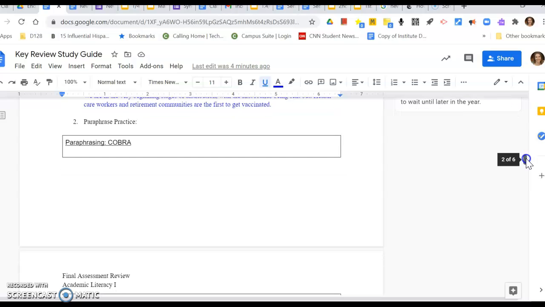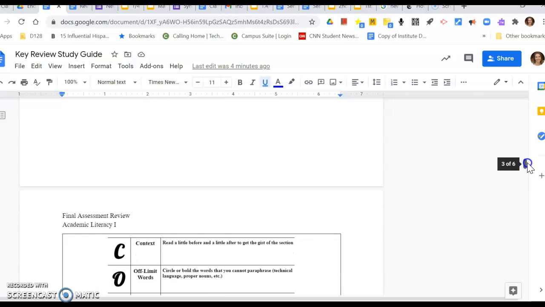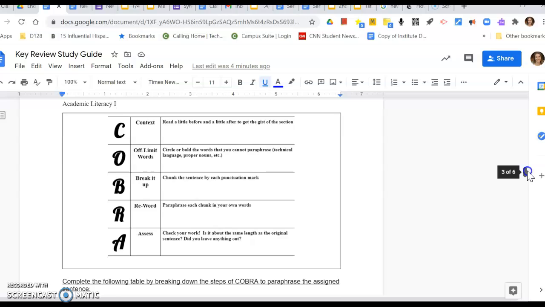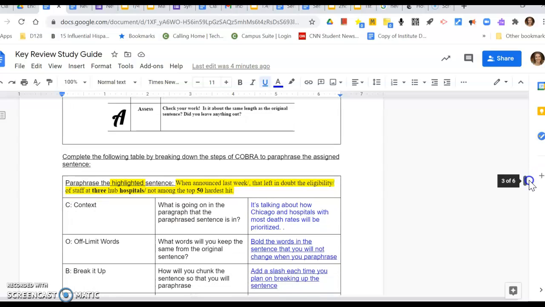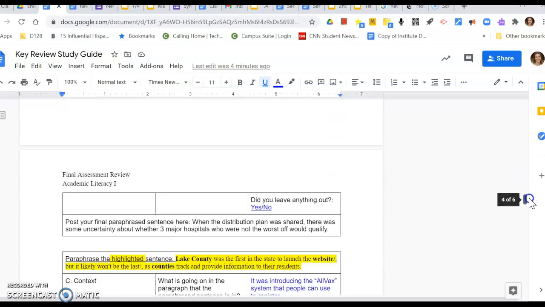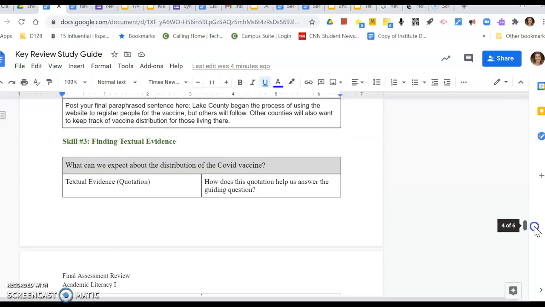Okay, the paraphrase you did work with your teacher on, so I won't go through that at length, but you can see when you have access to the key, if you'd like to go back and look at it, feel free. So we'll skip over that for now.